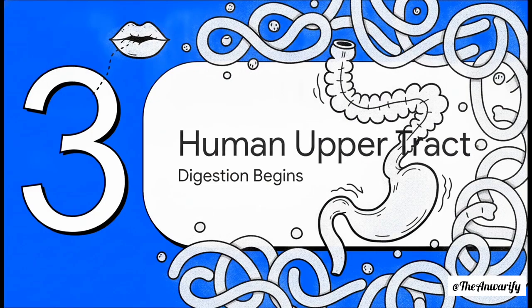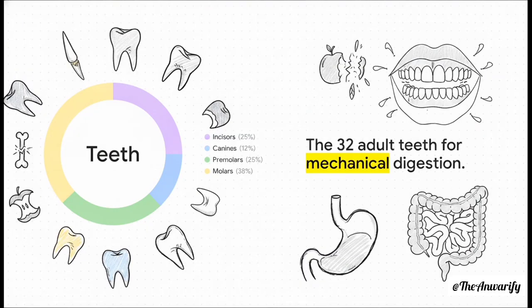All right, Section 3. This is where things get really relatable. Human digestion, specifically starting with the upper tract. I want you to shift your focus inward for a second and imagine the sheer structural complexity of your own gastrointestinal tract.